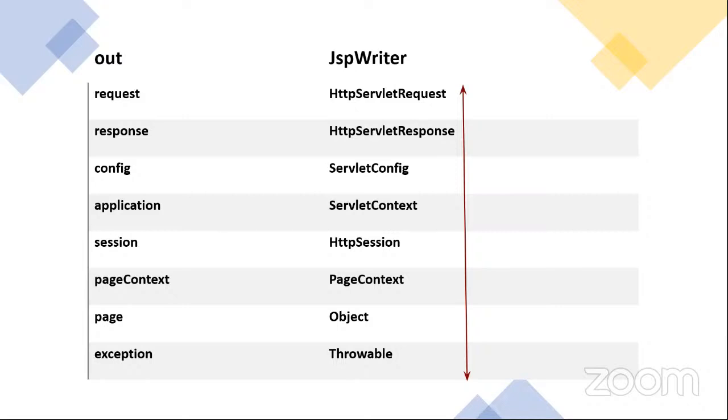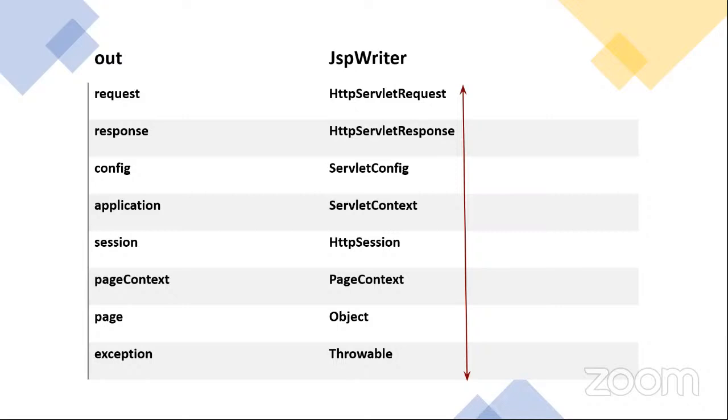Actually, we have seen examples for the request and out objects. Basically, out is for printing some data to the output or to the browser, and request is for getting some value from the user, right? Now we'll see examples for each one. For out and request we have already done, so now I'll continue with the other ones.